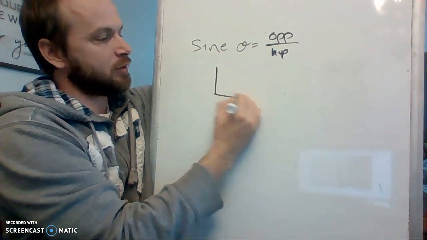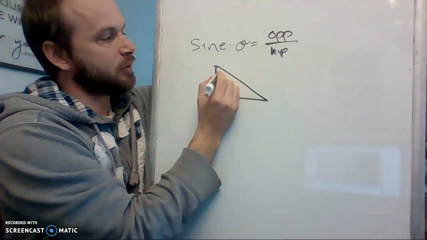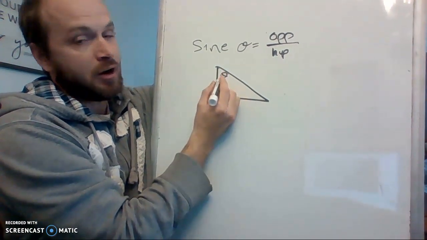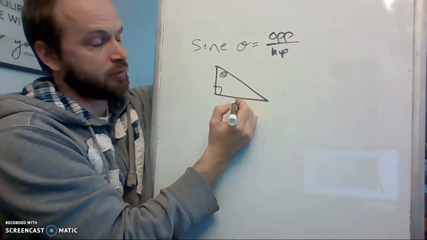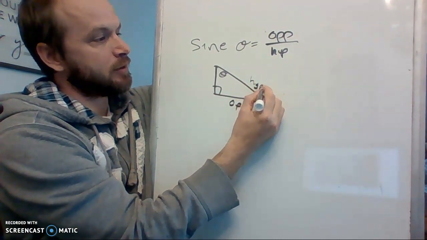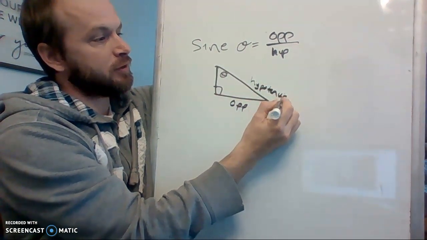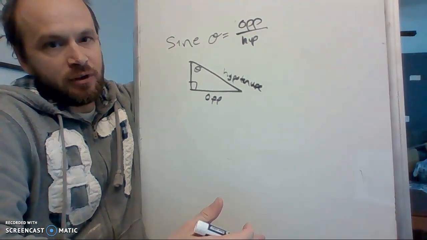To draw a right triangle, I have to pick one of these two angles to look from. If I was looking from this angle, the opposite side would be over here, across from it, and then the hypotenuse would be here. So this is just a way that they came up with these ratios.